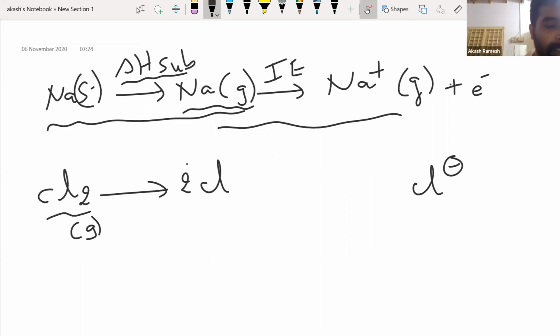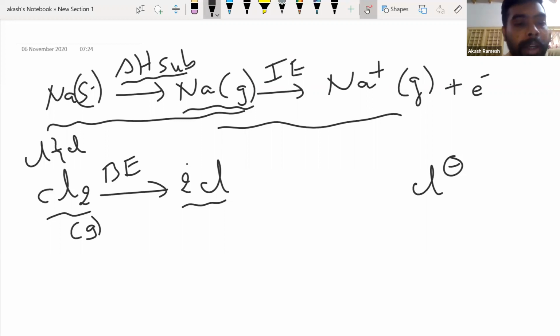So in this case, obviously you have a Cl-Cl bond, and that is getting broken to form 2 chlorine atoms. So I can write bond enthalpy, or I can write enthalpy of atomization. Both are correct. So let me write bond enthalpy. I'm a little more comfortable with that. So the enthalpy associated here is going to be my bond enthalpy. Is it okay?